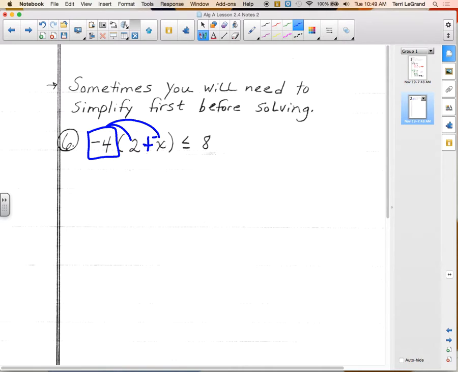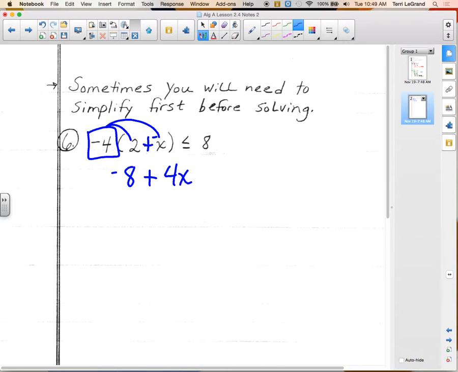So what's -4 times 2? I need to hear from a voice to make sure some of these people still have their vocal cords. Abby? -8. So -4 times 2 is -8 plus -4 times -x. Devontae, what's that? 4x. A negative times a negative is a positive, so it becomes 4x.